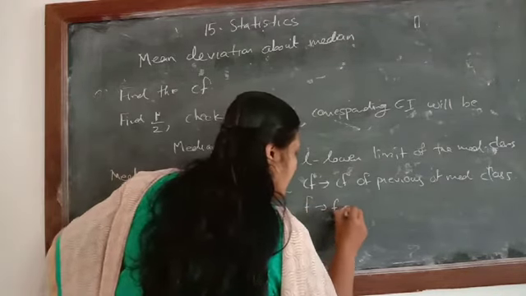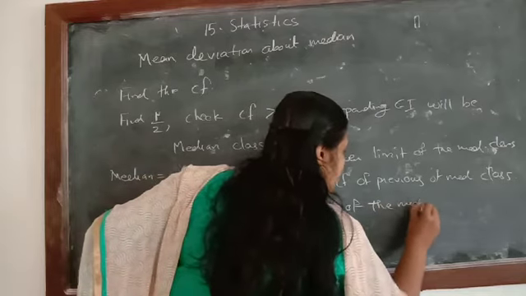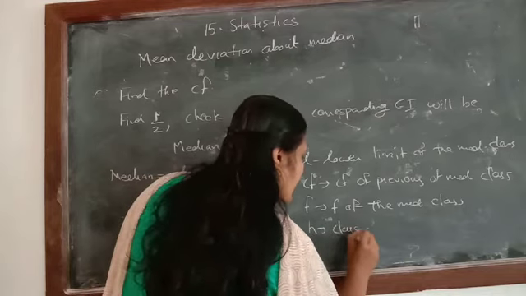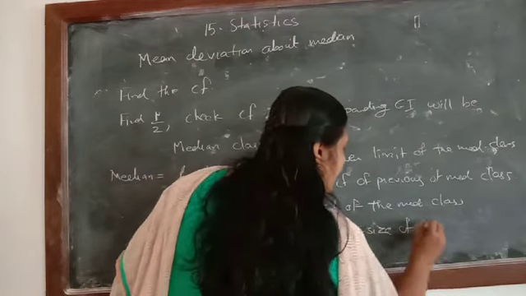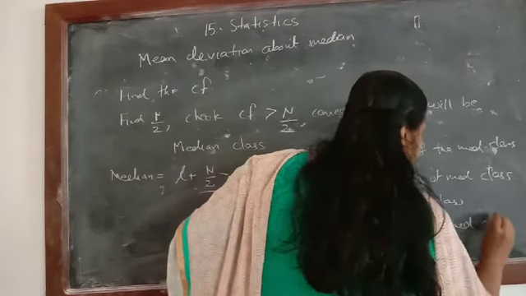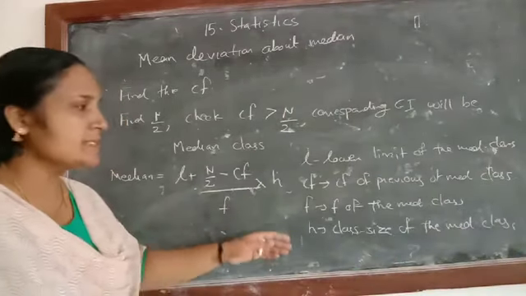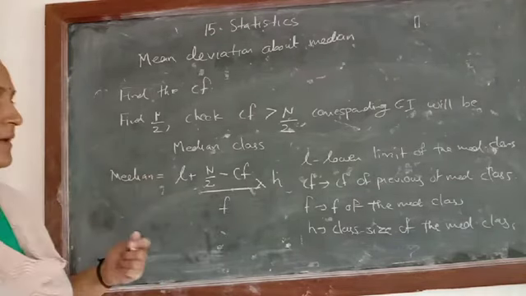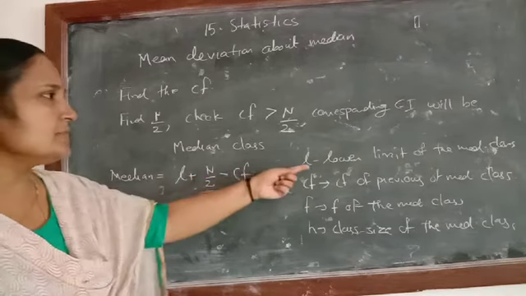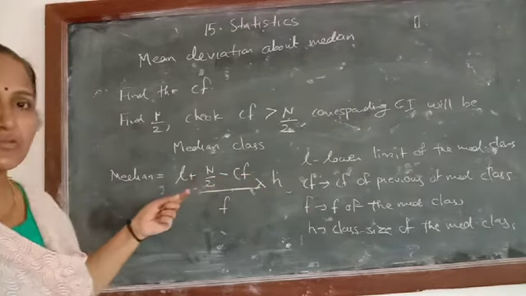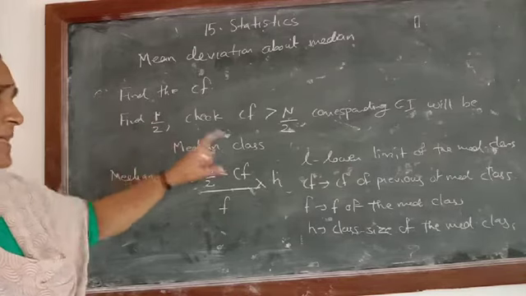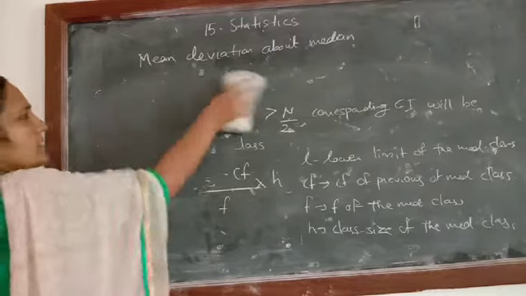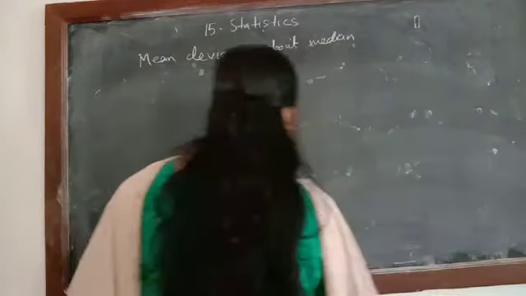f is the frequency of the median class. h is the class size of the median class. If there is a difference in the class size, you have to take the class size of the median class only. And since in the formula we are using the lower limit of the median class, the class interval should be continuous. If it is not continuous, you have to make it continuous. So these are the formulas to calculate the median.